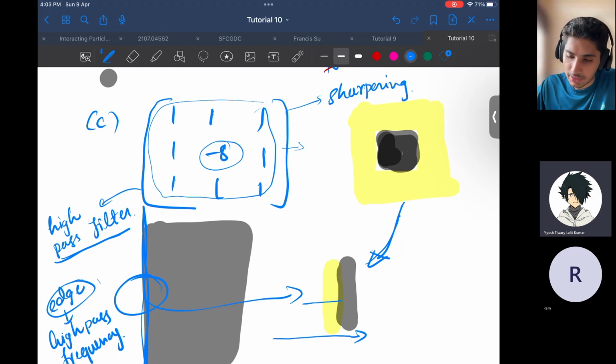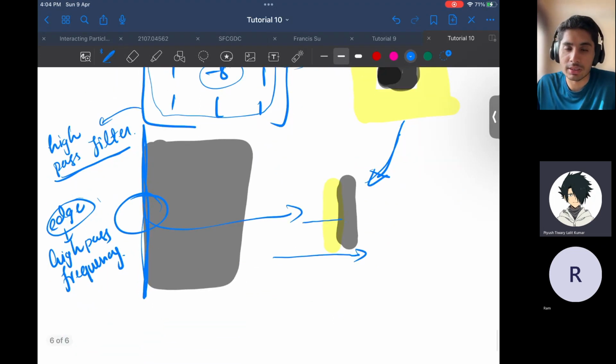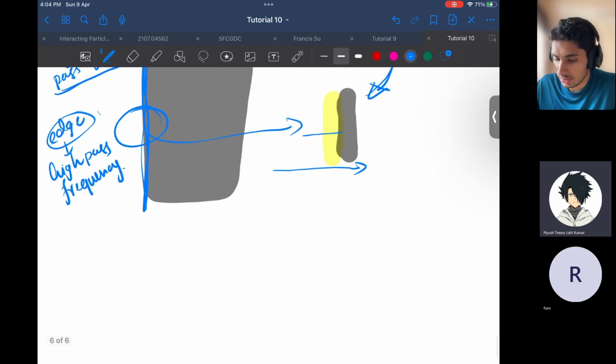This thing I had seen, but nonetheless that doesn't justify why it should detect edges and things like that. So I'm not really sure. Though the answer is correct, the explanation that is given is not justified. Yeah, so that is my take on this question.